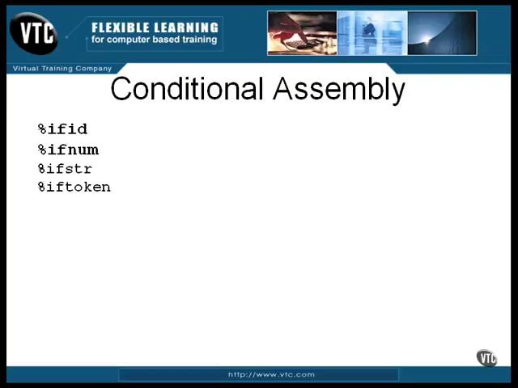The if token command will be true only if there is only one token on the line following it. Now you've got to watch this one. It may not do what you think. This is true because the number 374 is a single token. However, this one is not true because the minus sign is one token and the number is another.